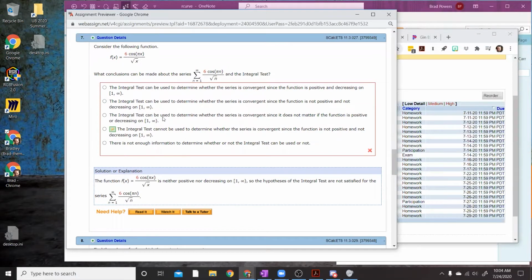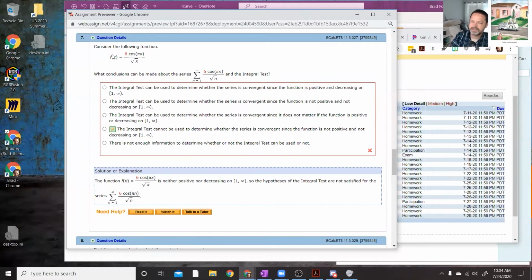Okay, so here's the problem we were having some issues with. There's a solution down there, but let's take a look here. Consider the following function, 6 cosine of pi x over root x. What conclusions can be made about the series and the integral test? And we got these options. Let's just go through the options.